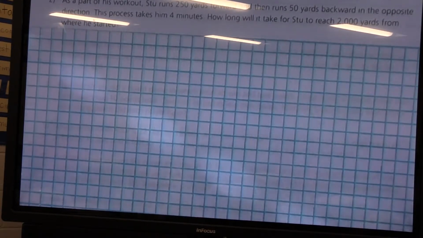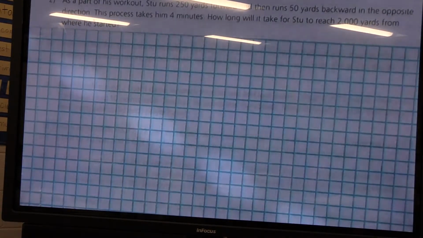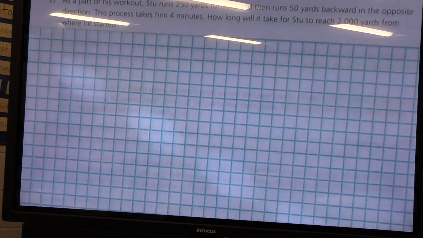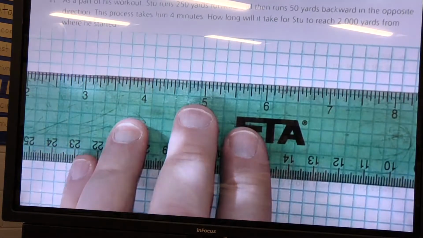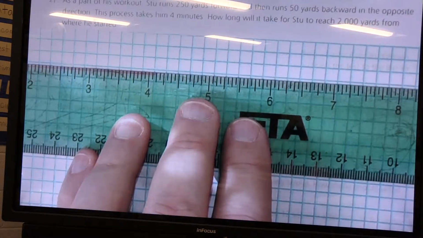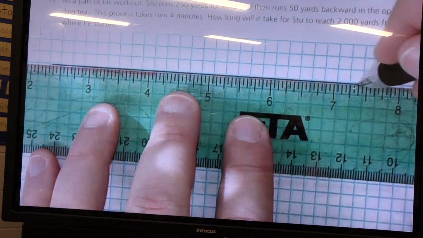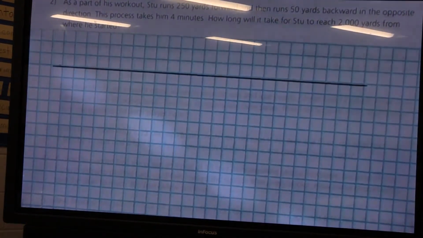Okay, so this is a good problem for a math model. I don't know if there's any other way I can solve this without trying to do it. Now let's say, for instance, that he is running in a straight line. And since we'll say he's running in a straight line, I'm going to make a number line of sorts to help me out.